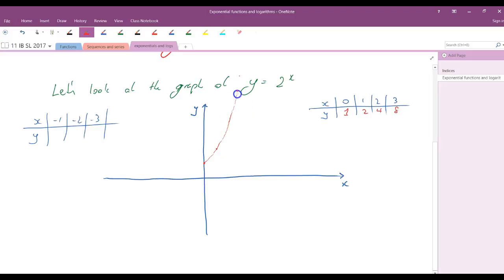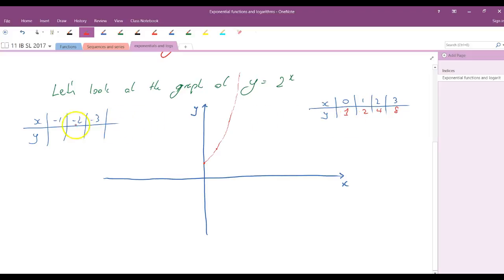And you might have heard of the term exponential growth. It's when things increase. It's like a population. The bigger the population, the bigger the growth. The bigger the growth, the bigger the population, etc. So that's an exponential growth curve there.